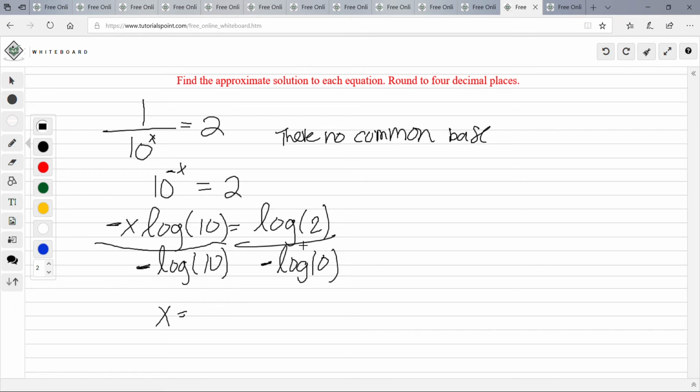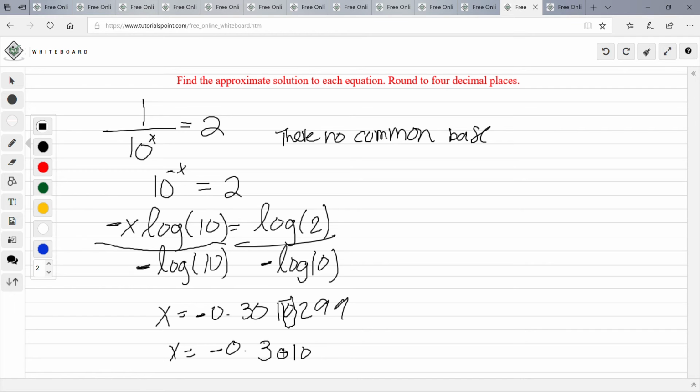And you can put this in the calculator, you're going to get negative 0.3010299. They said to round to four decimal places, so here's 1, 2, 3, 4, so it's right here. So x is just going to be negative 0.3010299.